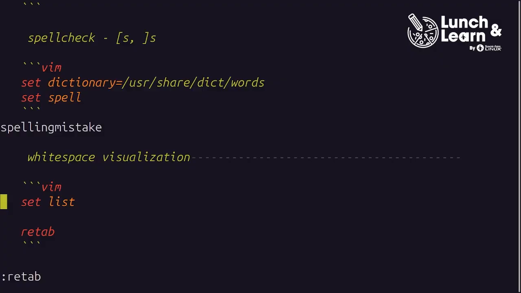But no, I want to go back to having only tabs instead of spaces. I can set noexpandtab to not expand tabs to spaces, and I can retab with a bang, and now all the spaces get replaced with tabs. These are technically three-space indents, so that's why they're not actually converted, but that's four spaces, so that got converted. And all the white space got converted to tabs.